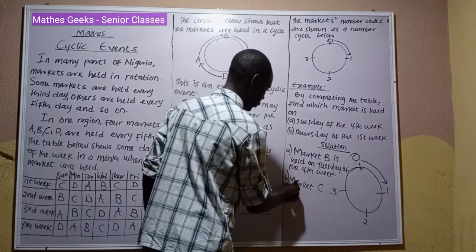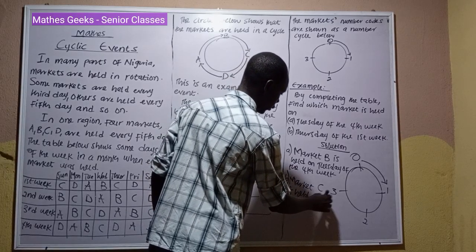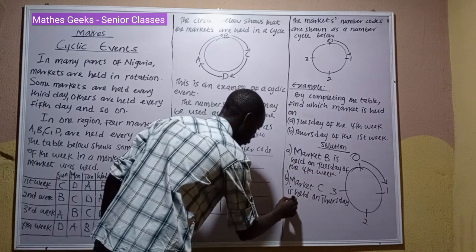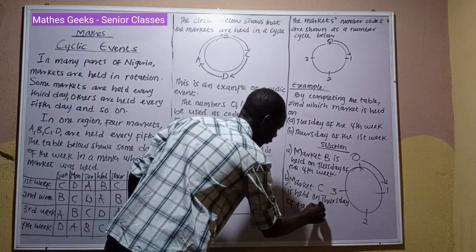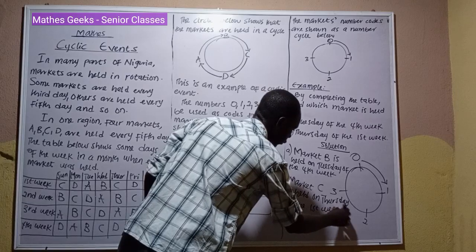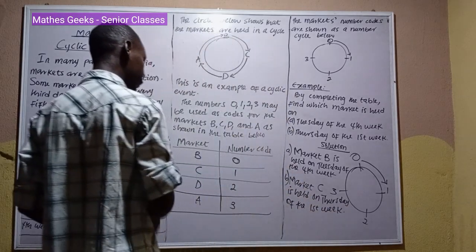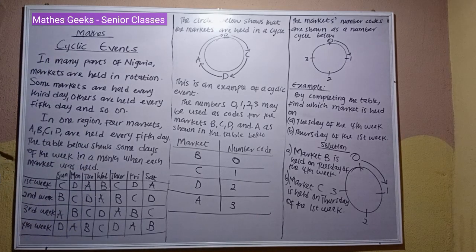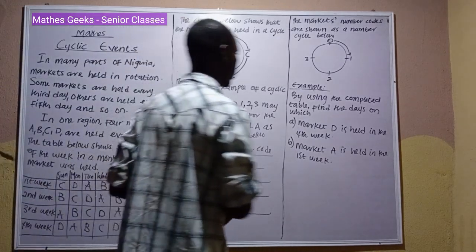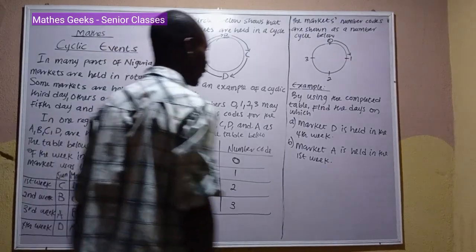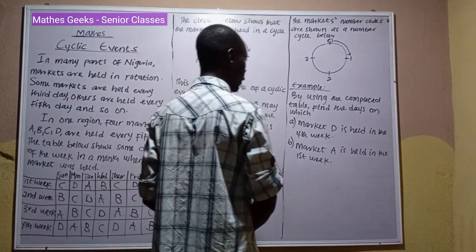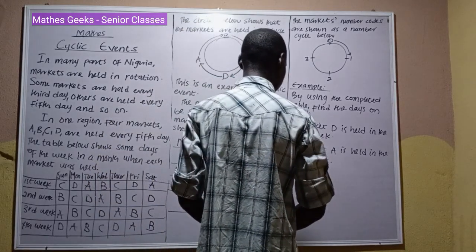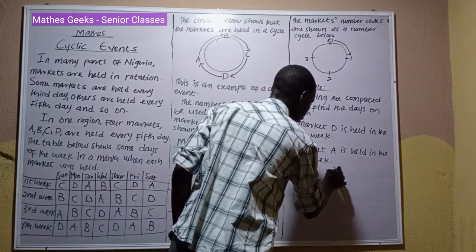Market C is held on Thursday of the first week. So those are the answers to our example. By using the completed table, which is this table here, find the days on which market B is held in the 4th week, and market A is held in the 1st week. That's the solution.